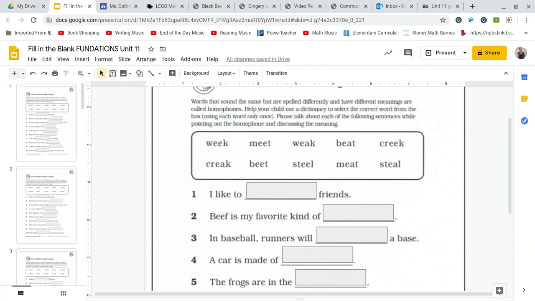So when you are filling out your sentences, you have to make sure you choose the correct word. So maybe you might think it's the word meat, but you have to make sure you choose the correct meat to go with that sentence.